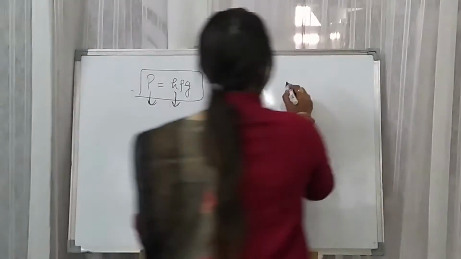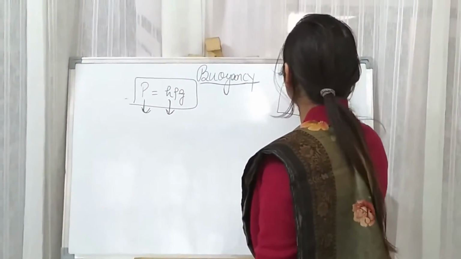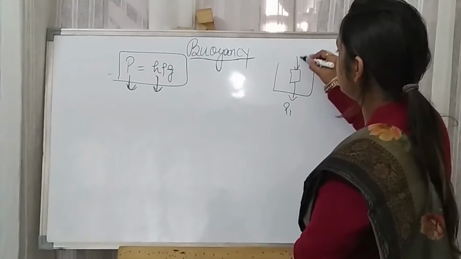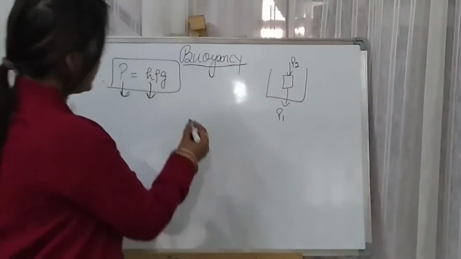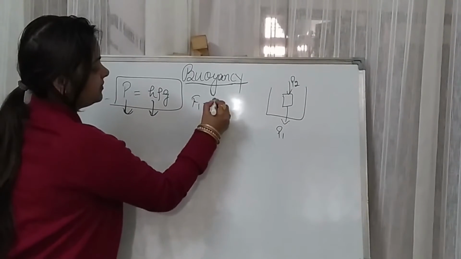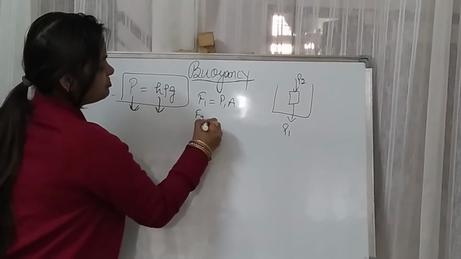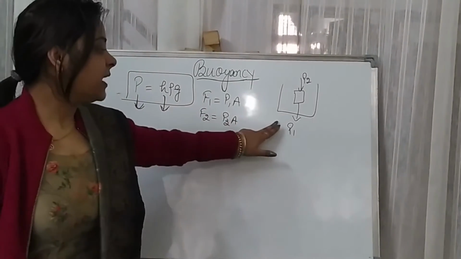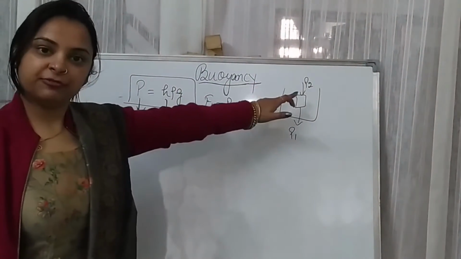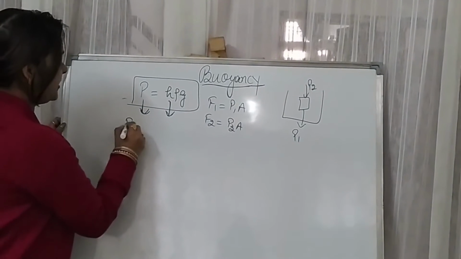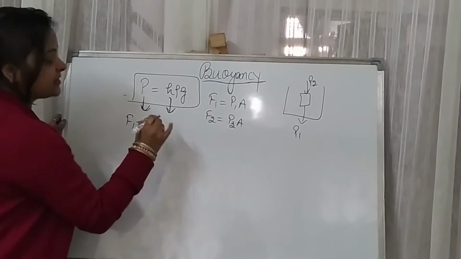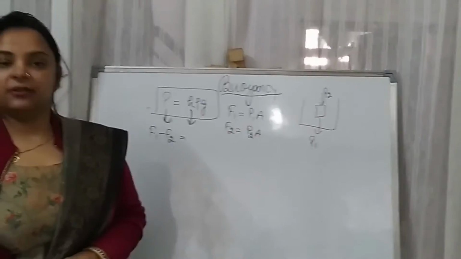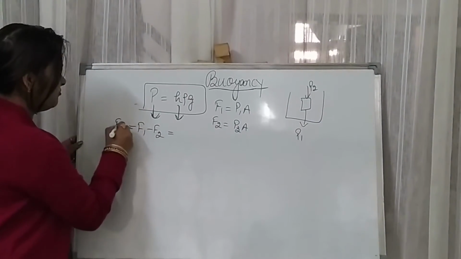Just look at here. This is the object inside the container, this is pressure P1 applied and this is P2. Now force F1 is equal to P1 A and F2 is equal to P2 A. As we studied, the upward force is more than the downward force, so the net upward force acting on an object submerged in the liquid is called upthrust. That is called buoyant force.